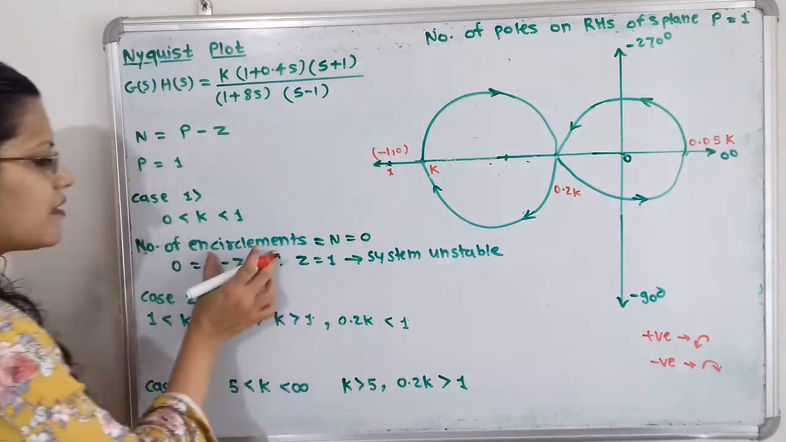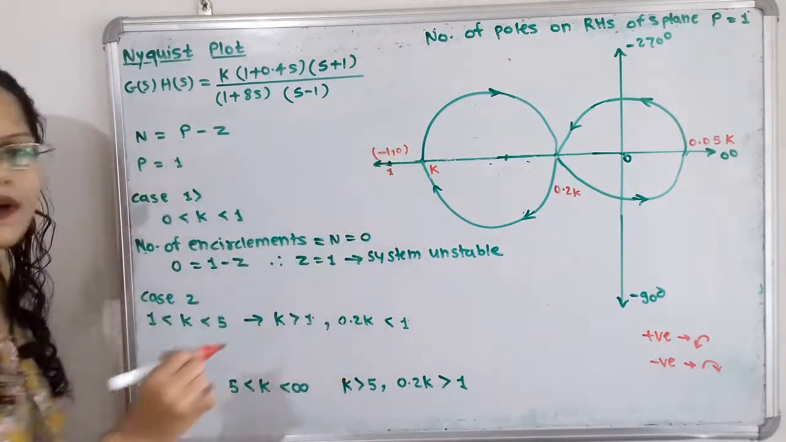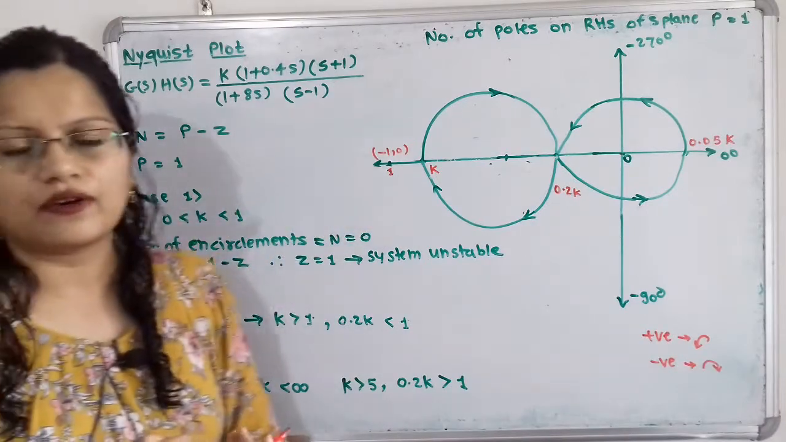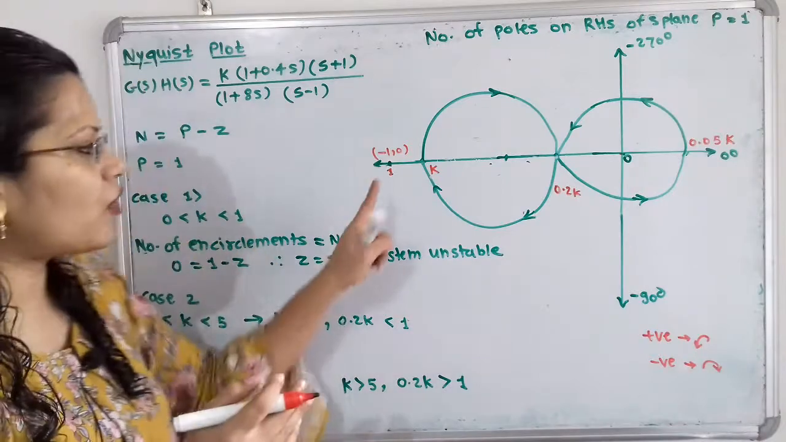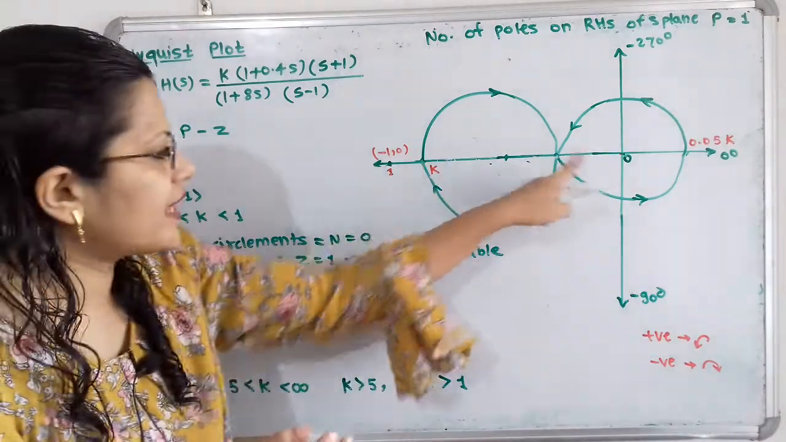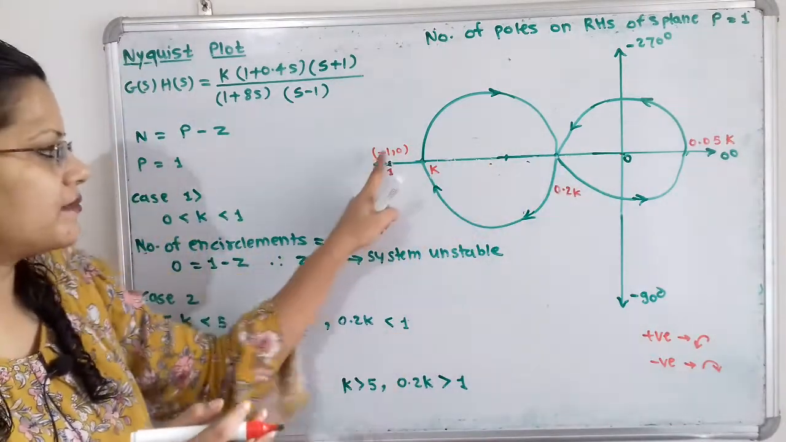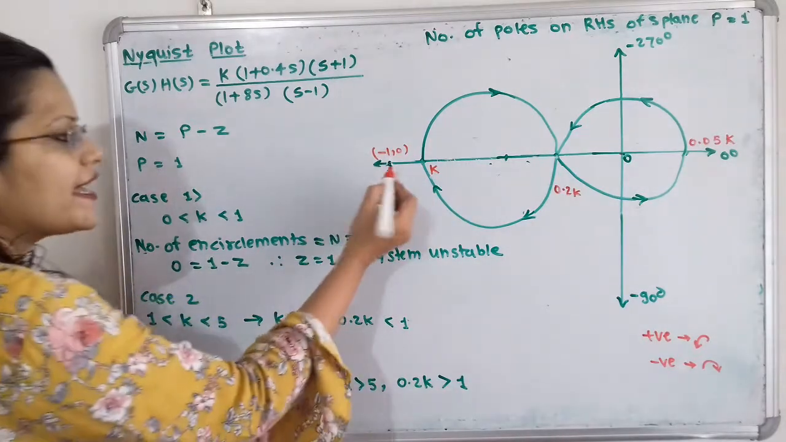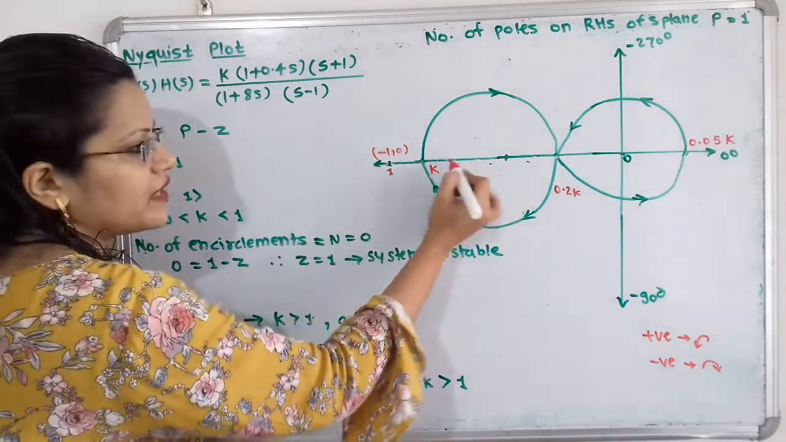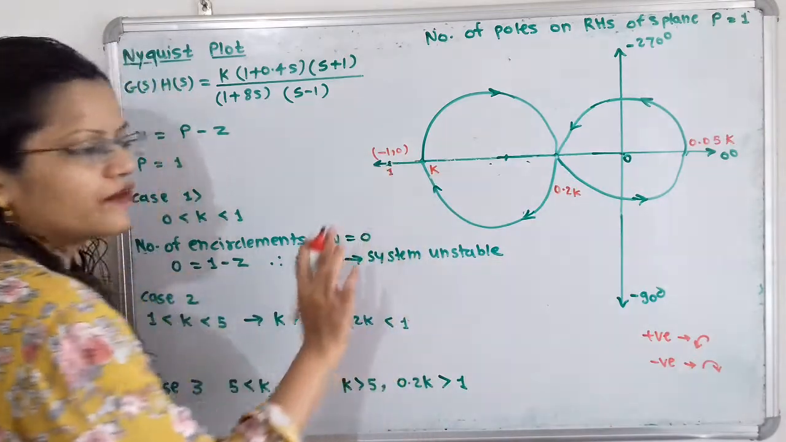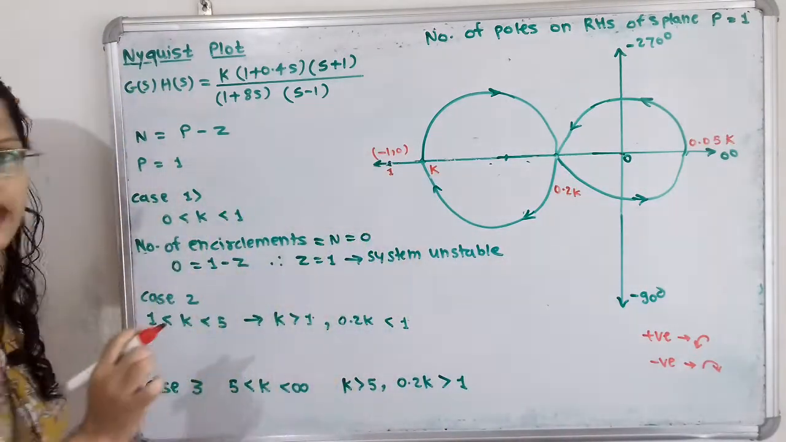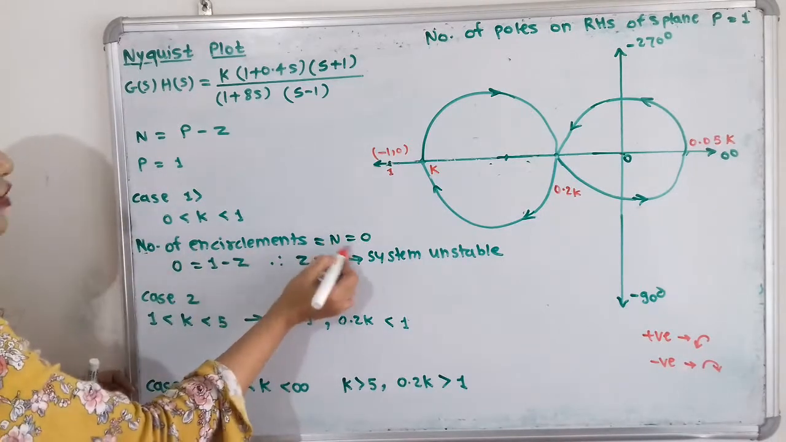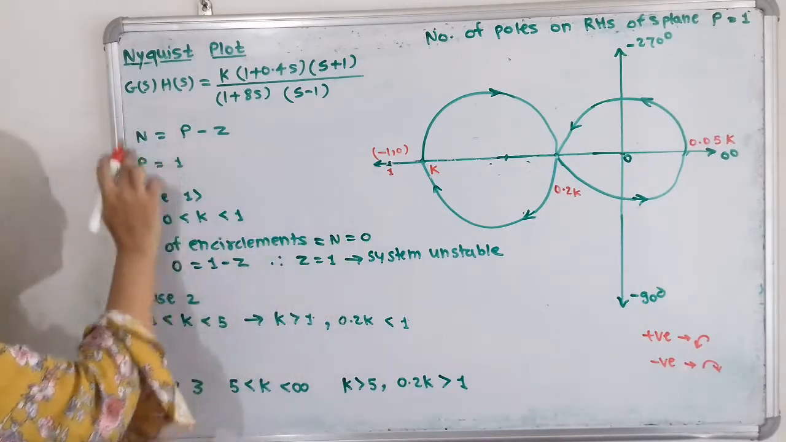Number of encirclements for this minus 1, 0 point we have to find out. So it is not enclosed by any circle because here the range of K is less than this point, minus 1, 0. So K may be here, here or somewhere here in between 0 and 1. So number of encirclements is equal to 0 here.